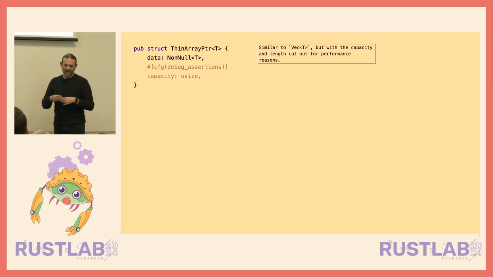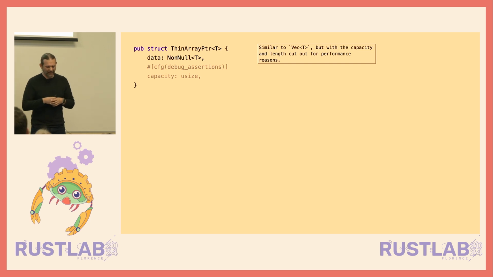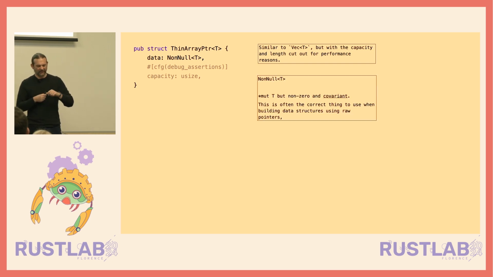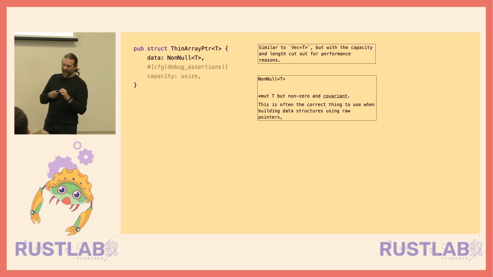And it has a pointer to some data. And this pointer is a NonNull<T>. This NonNull<T> is also already a safe abstraction over a mutable raw pointer. Inside it uses a const pointer, but then it adds mutability on top of it.